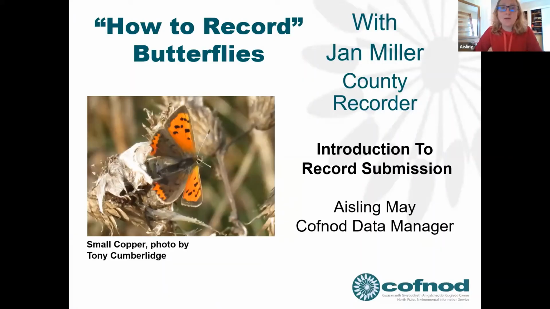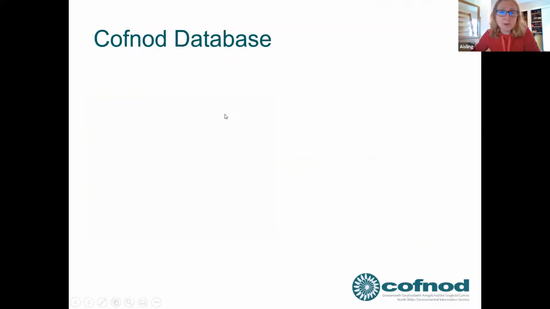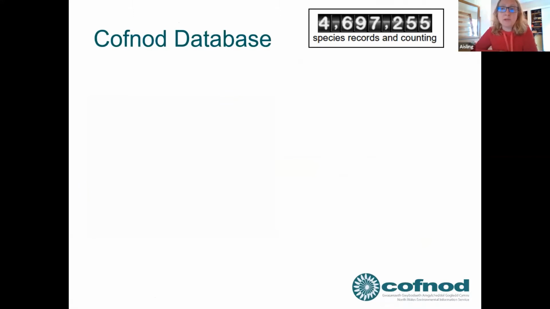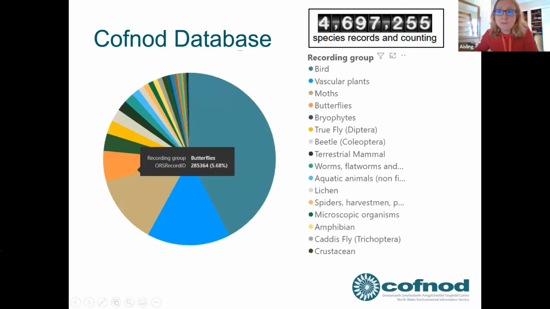Okay, so I'm just going to give a very quick overview of record submission to Cofnod. There are various different ways that your records might make their way to us and to Jan. So just to give you a bit of an introduction, and also to the breadth of butterfly data that we do hold on the database. The Cofnod database is growing all the time. We're nearing 5 million records, but there's always lots more data out there, and it's interesting to look at the different species groups and see how they vary across the database.